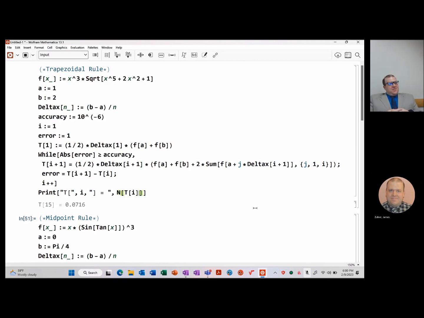Was that really plus 1 in the original problem? I feel like it was a minus. Maybe I saw it wrong. No, it is minus. I saw it wrong. That's an easy fix.